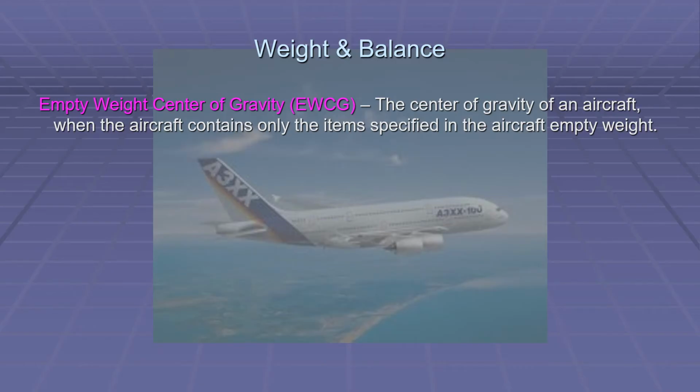The empty weight center of gravity of an aircraft is the center of gravity of an aircraft when it contains only those items specified in the aircraft empty weight.